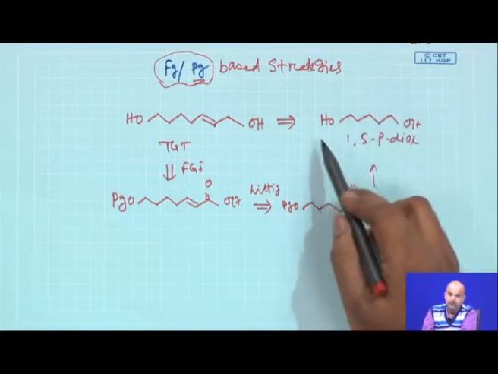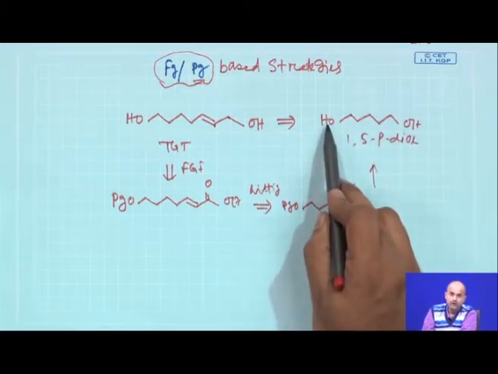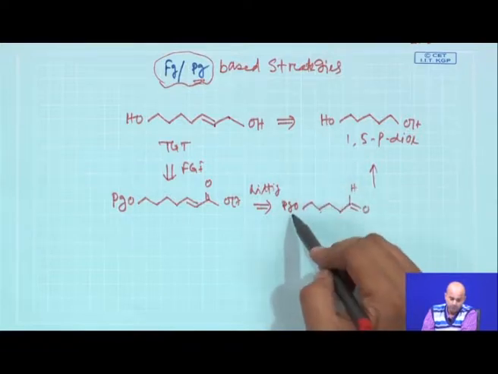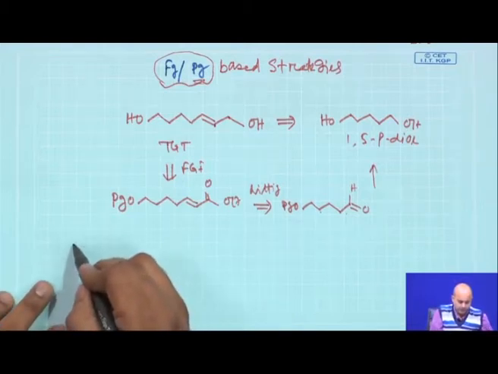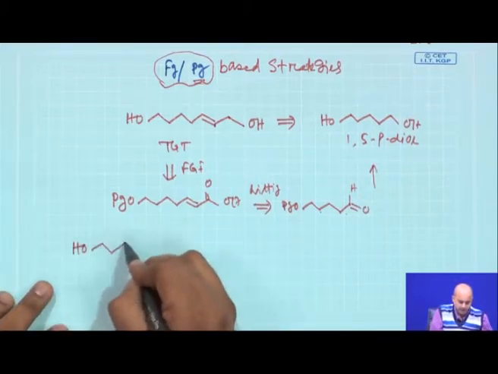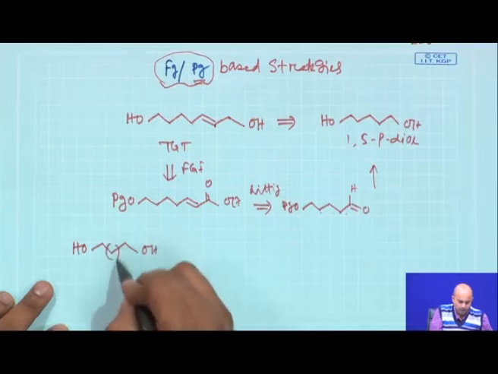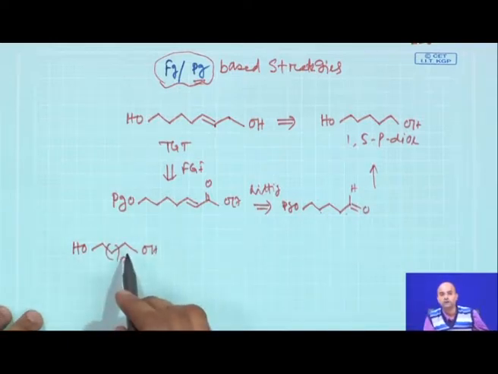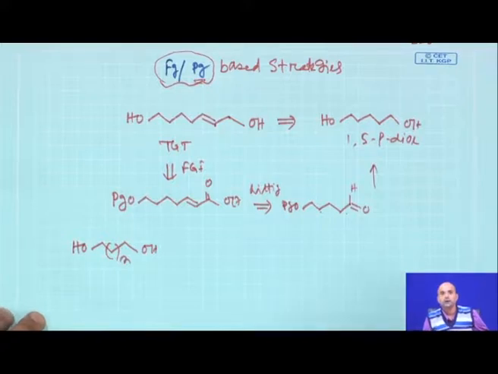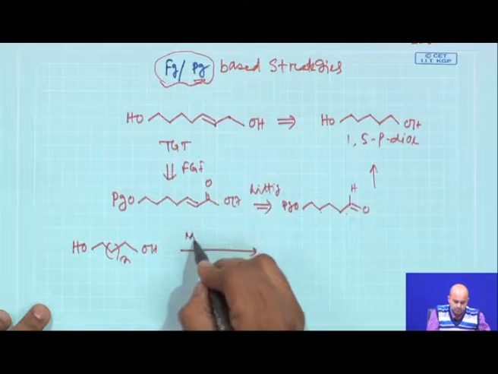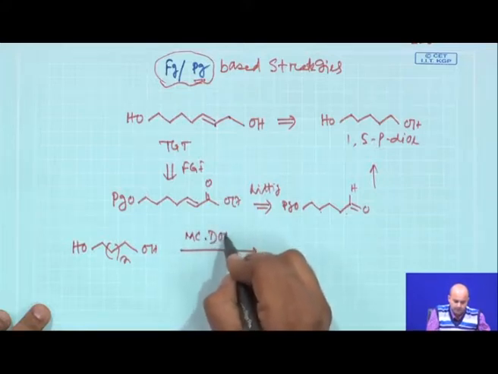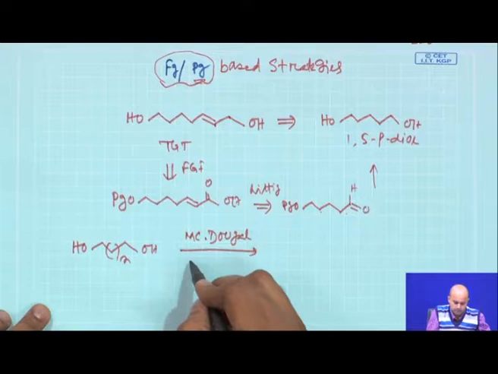If you take 1,5 pentane diol, protect one of the hydroxy groups as the mono protected group, and do oxidation, you will come up here. Earlier we explained that if you have a similar kind of diol, where both hydroxyls have similar reactivity, you can protect one hydroxy group selectively by stoichiometric control. Now, here we will give you a name reaction, called the McDougall reaction.